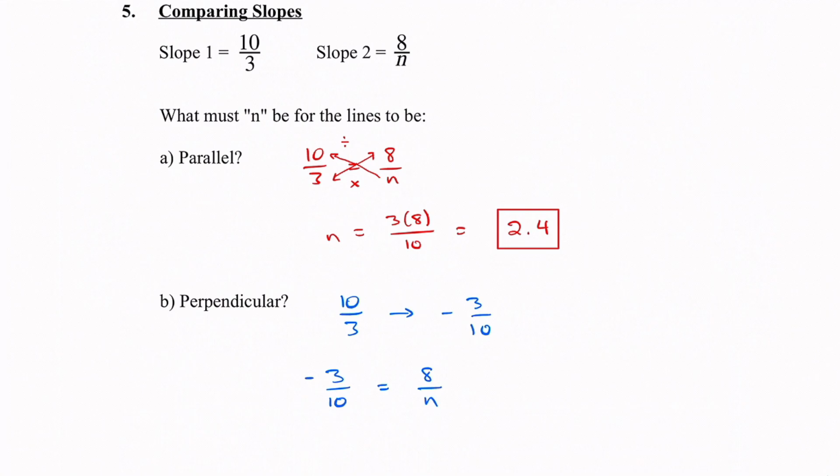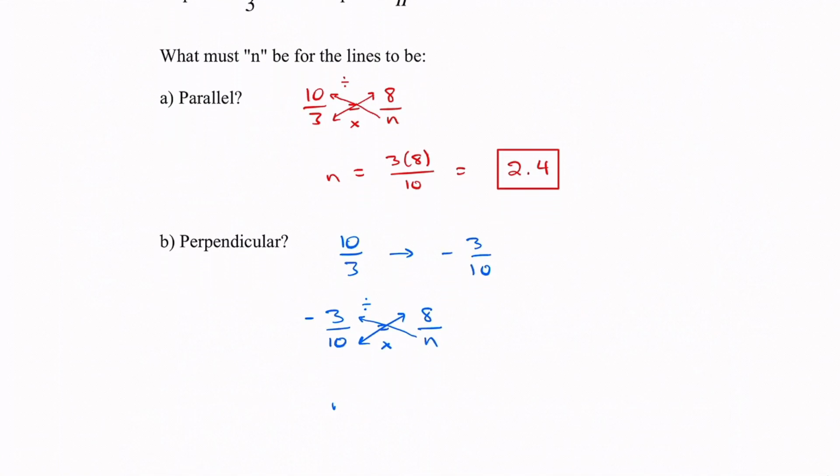So again, we can do our cross multiply divide. So I'm going to cross multiply those two, and then divide by the one across from the n. So that is going to give me n is equal to cross multiply 10 times 8 divided by the one across from the n, negative 3. And when you calculate that, you're going to get negative 26.6 repeating. So that was our last example that we were doing.